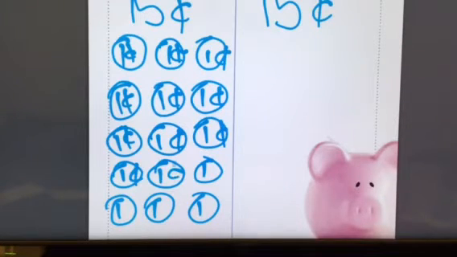So now this side shows 15 cents using pennies. But your friend over here, they also have 15 cents in their pocket. They don't have 15 pennies though. What could they have in their pocket to come up with 15 cents? Why don't you pause this, move around some of your coins to see if you can figure out another way to make 15 cents.